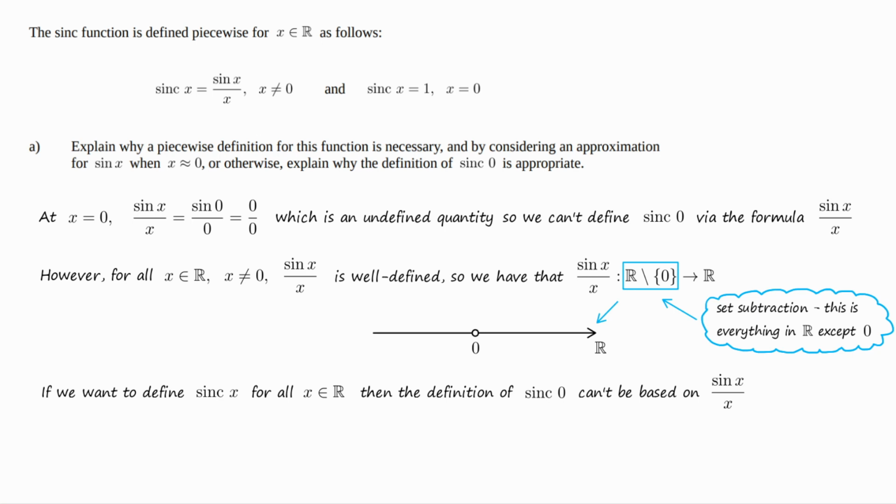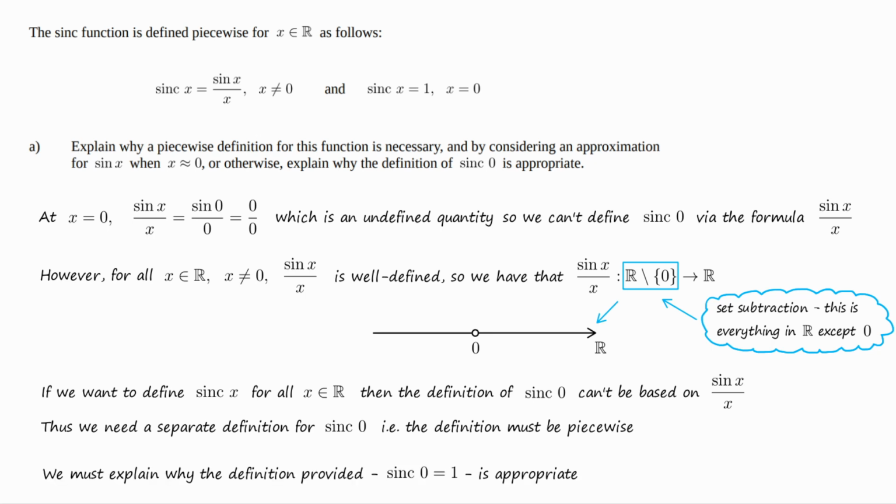And so if we want to define sinc x for all real x, then sinc 0 simply cannot be based on the formula sin x over x because its value is undefined at that point. And so we are forced to make a separate definition for sinc 0, and that means that the definition of the function must be piecewise, i.e. it can't be defined using a single formula. And now we must explain why the specific definition of sinc 0 equals 1 is appropriate.